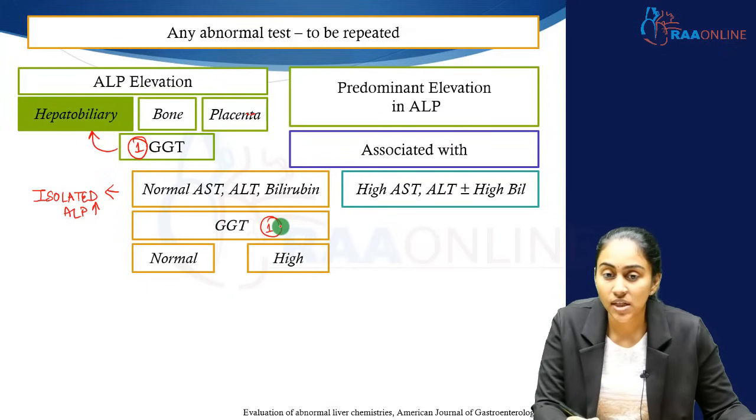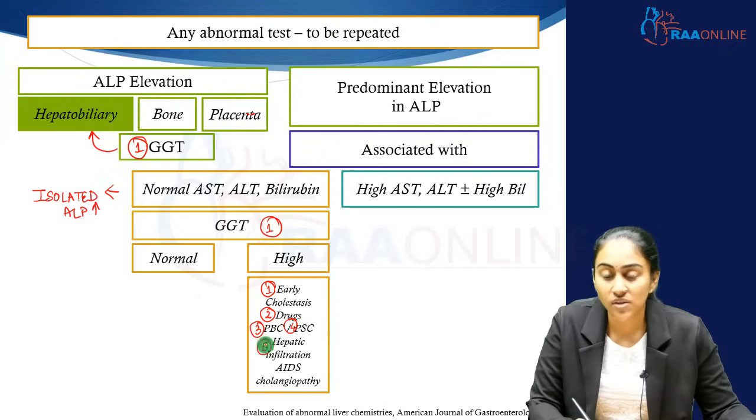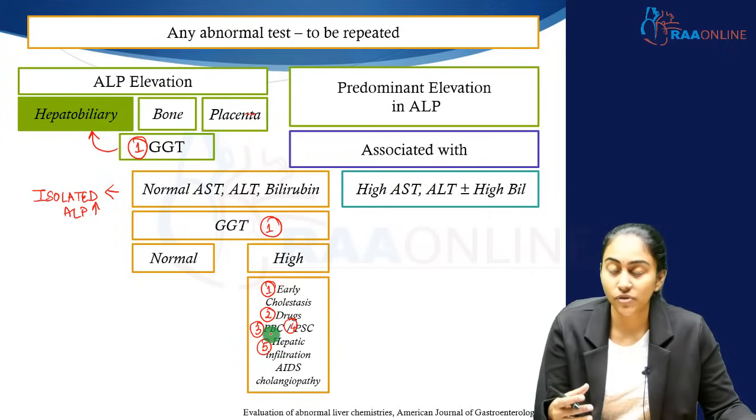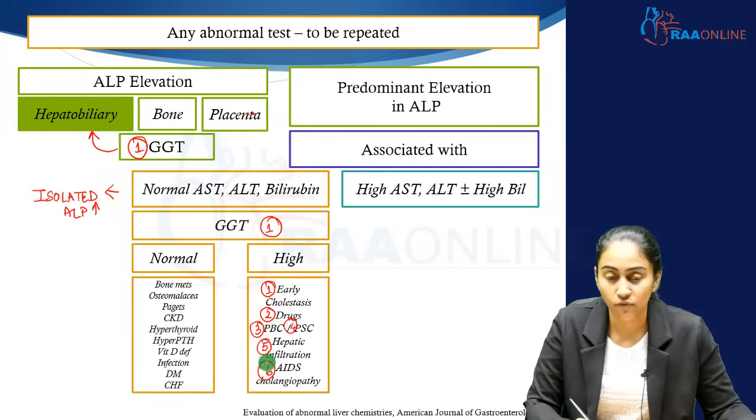So, if the GGT is normal, then we are going to think of a non-hepatic cause. But if it is high, then we are going to think of causes like early cholestasis. That is why the bilirubins have not gone up yet. So, in early cholestasis, only the alkaline phosphatase will be elevated. Certain drugs can cause isolated alkaline phosphatase elevation, primary biliary cirrhosis, primary sclerosing cholangitis, hepatic infiltrative disorders. So, any hepatic infiltration like amyloid or tuberculosis, and finally patients with HIV cholangiopathy. So these are all the hepatic causes of isolated elevation in the alkaline phosphatase.